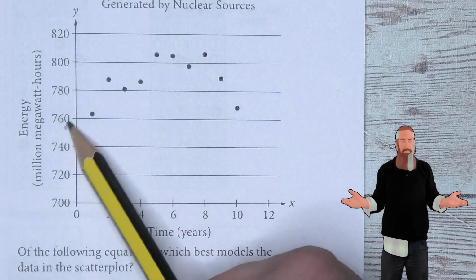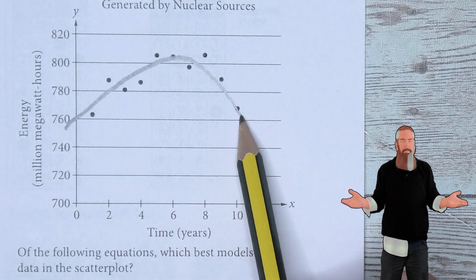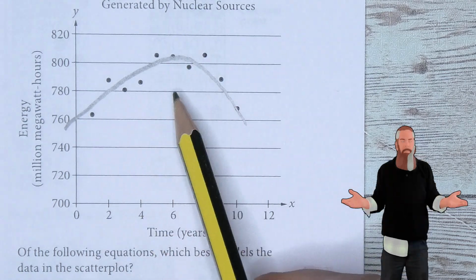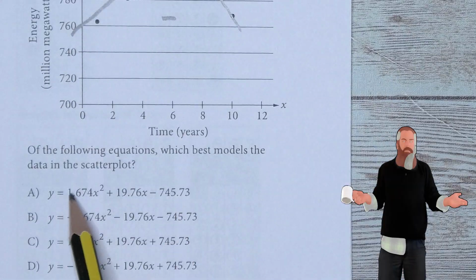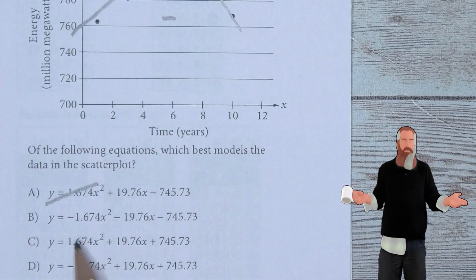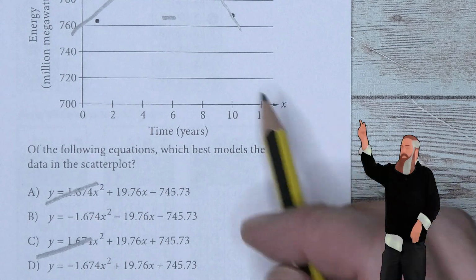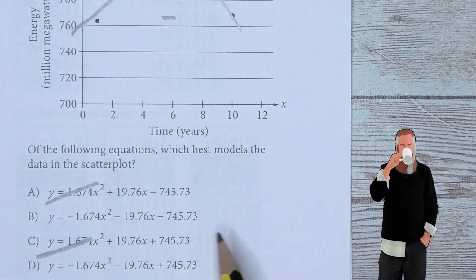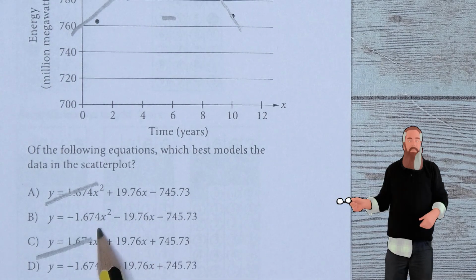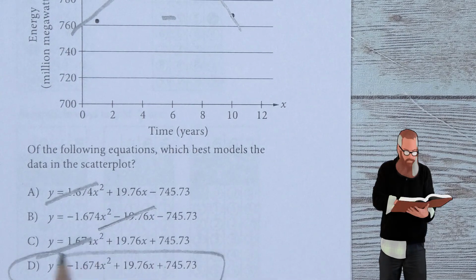Let's start by looking at the shape that's being created by it. I see that I get a parabola shape that opens downward, which means that it must be a negative leading coefficient. This eliminates both A and C from my answer. Now, I'm looking here, and I see this is a positive number. Negative and positive, so B gets eliminated, leaving D as my answer.